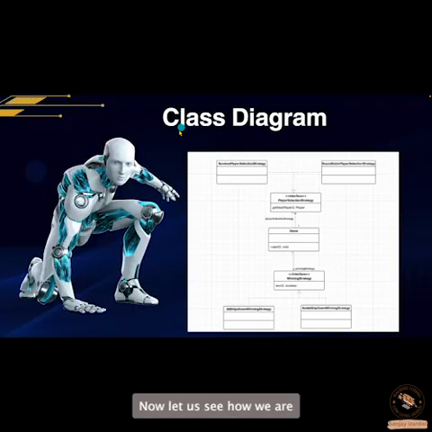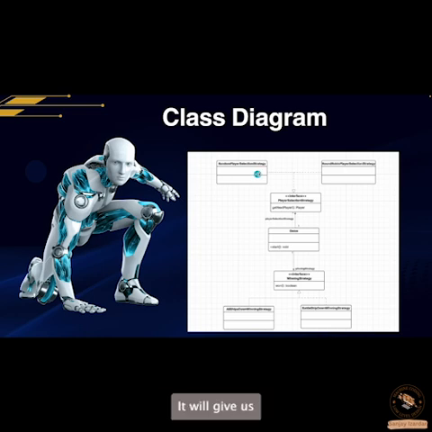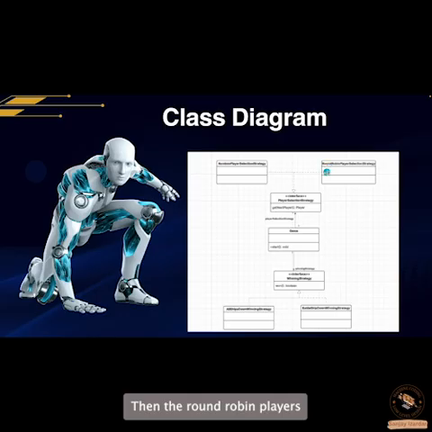Now let's see how we are using this strategy design pattern in our Battleship game. Here we can see that there is a game class. For choosing the next player, we are using the player selection strategy, which is an interface, and then this interface is implemented by multiple algorithms. One is the random player selection strategy. It will give us a random player index. Then the round robin player selection strategy, and it will give us the next player index.